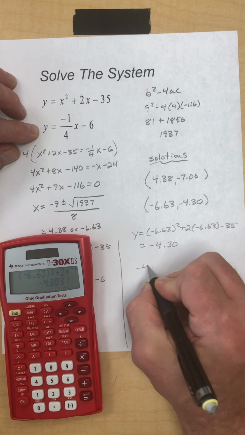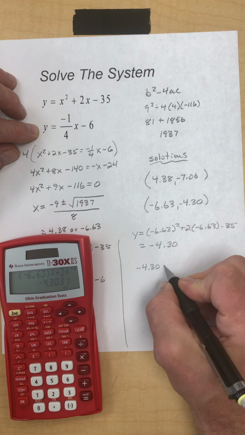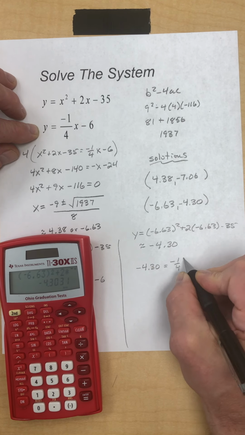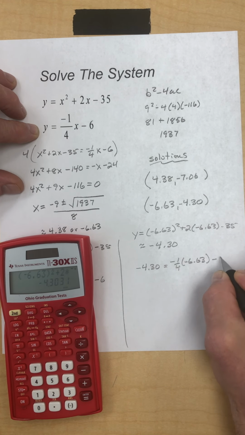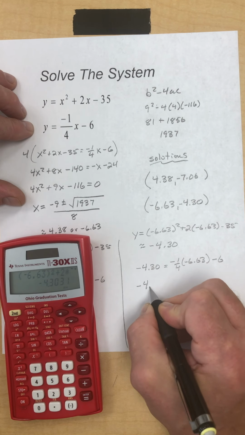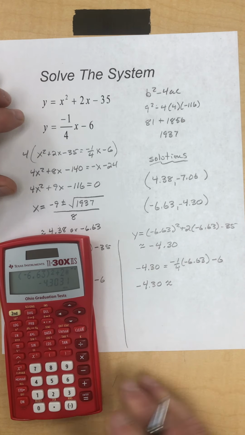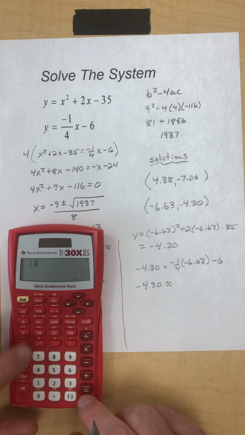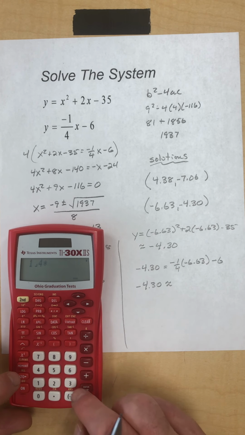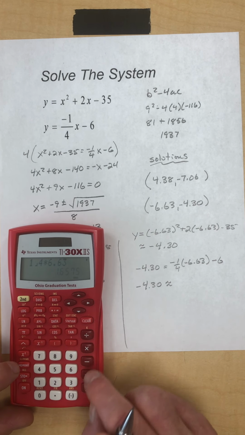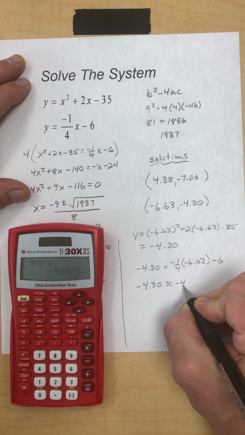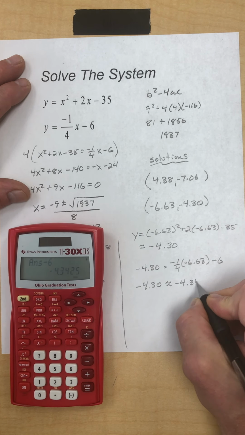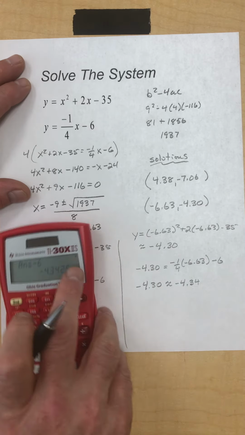Now I want to check, do these work in this guy? Okay, so I have negative 4.30 equals negative 1/4 times negative 6.63 minus 6, and see what happens. I know that's going to be an approximation. Here we go. Negative 1/4 times negative 6.63 minus 6. Okay, and I'm getting roughly negative 4.34. So close enough. Okay, so I should feel pretty good about that one too.